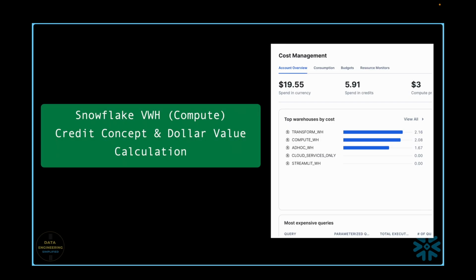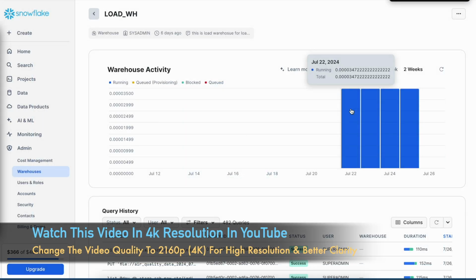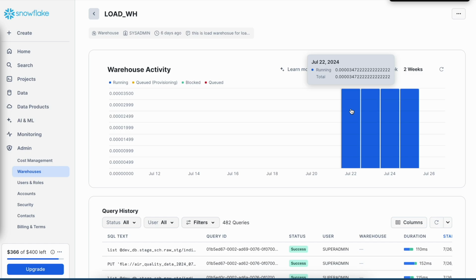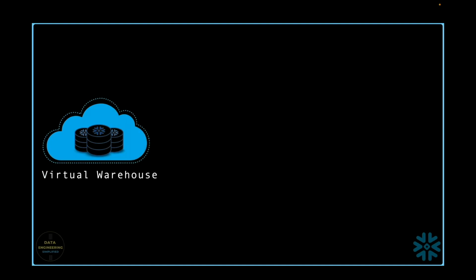We will discuss how the compute cost is charged in terms of a credit value, and how you can calculate the dollar cost of your workload. Is it really possible to calculate the dollar cost of your workload in Snowflake? Snowflake does not display the dollar value on its warehouse monitoring screen at the warehouse level. Instead, all the metrics are represented in terms of credit value.